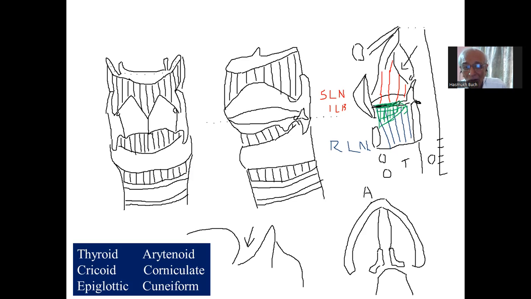And epiglottis is connected with the hyoid bone by hyoepiglottic ligament. One line I have shown here. And with the thyroid cartilage inner aspect by thyroepiglottic ligament. Now we go for the next slide.